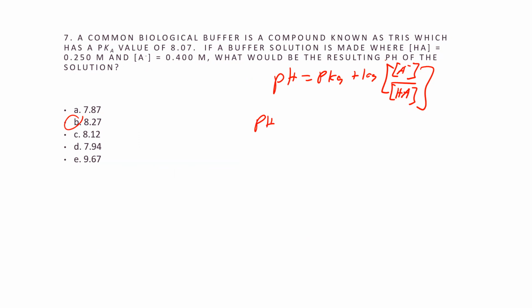So what do we want to solve? We want to solve for pH. Now the pKa is 8.07 plus log A minus, which is 0.4, divided by 0.25. This is where you're going to plug it into your calculator, and you're going to get the magic number. And that is correct. Any questions on that?